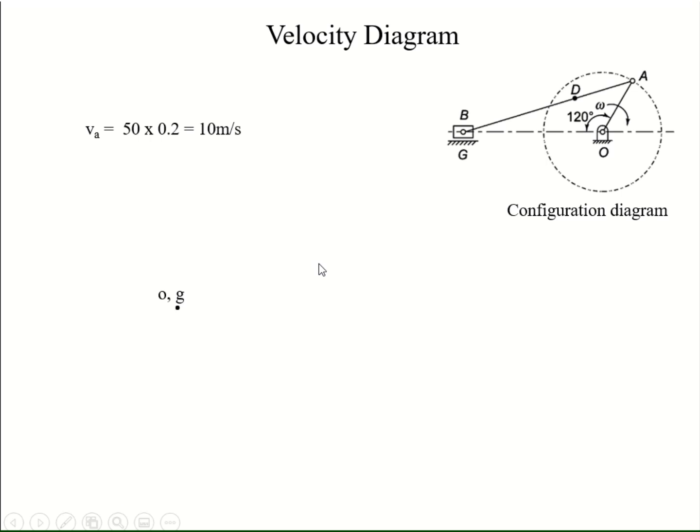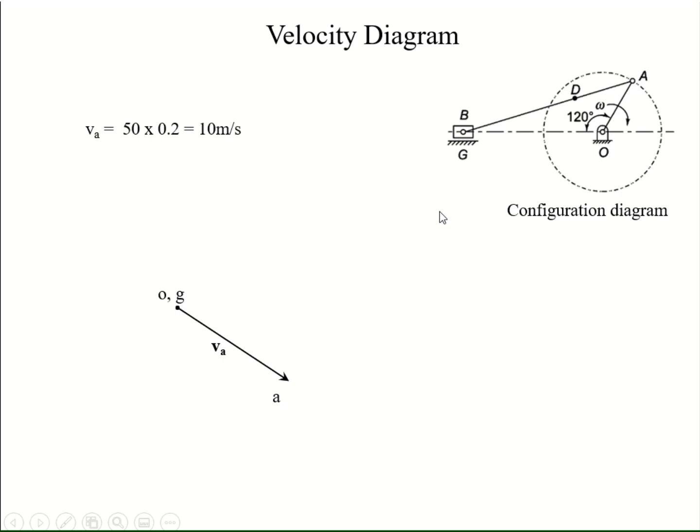Next, we start to draw the velocity diagram. We know that points O and G are a part of the fixed frame, so we represent points O and G over here with this single point. Then we already have the velocity of point A, and we know that the linear velocity of point A is always perpendicular to the link OA. So we know the direction as well as the magnitude, and therefore we can draw this velocity vector as shown in this diagram.